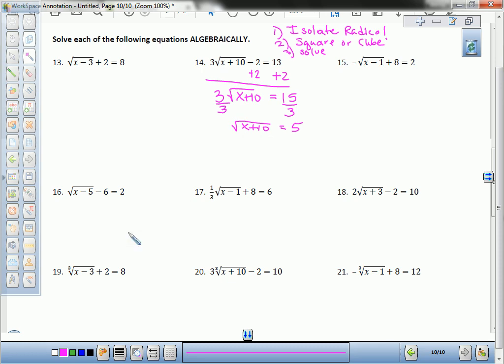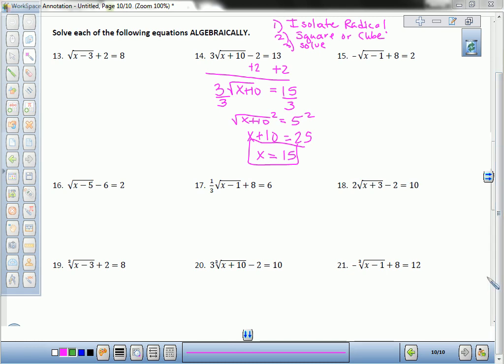So here we'll square both sides. And we get x equals 15. And it's the same process we've used for all the other functions. So, how about I do like number 20? This is very similar. So we would have to isolate the radical part.